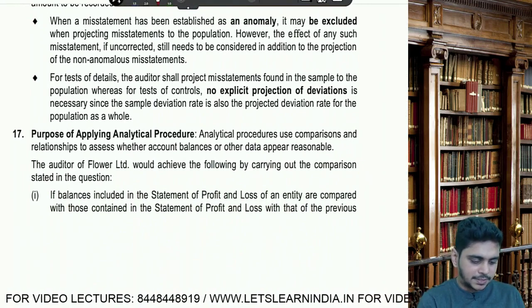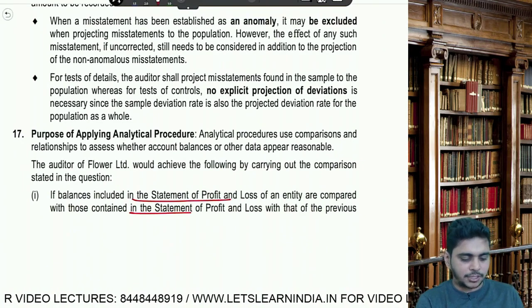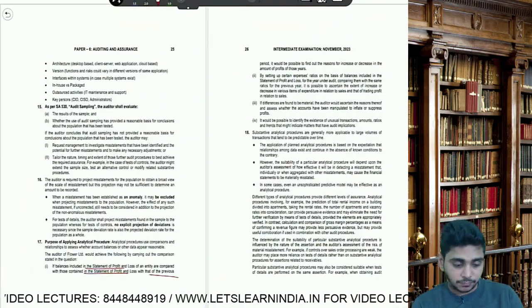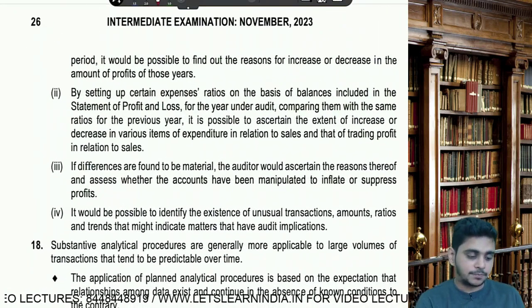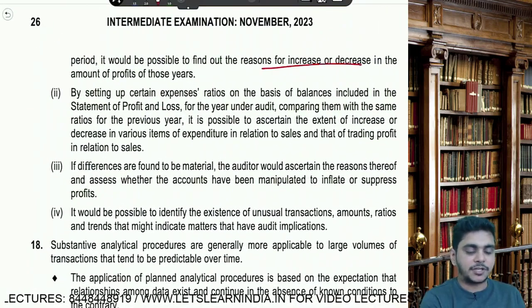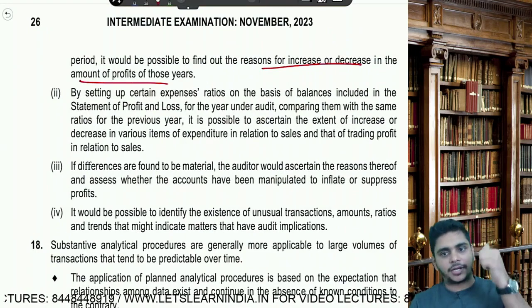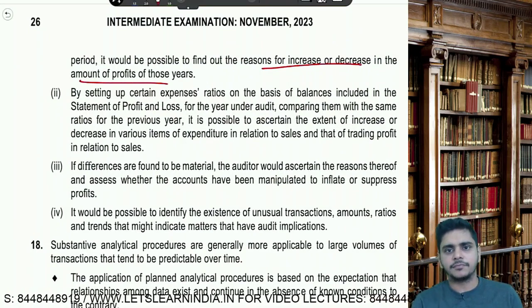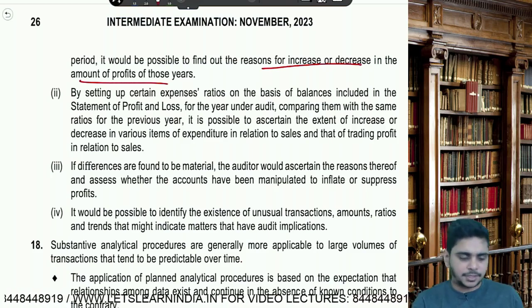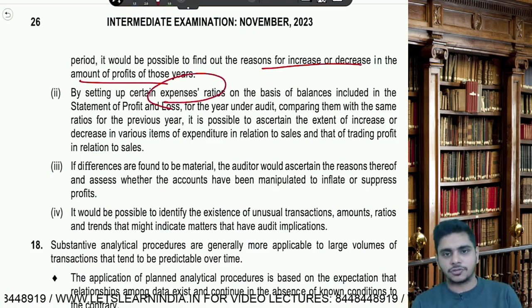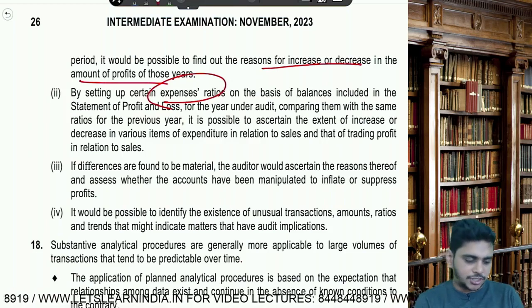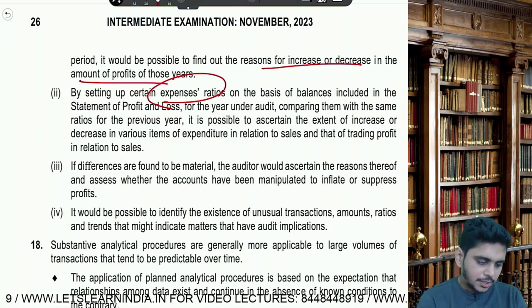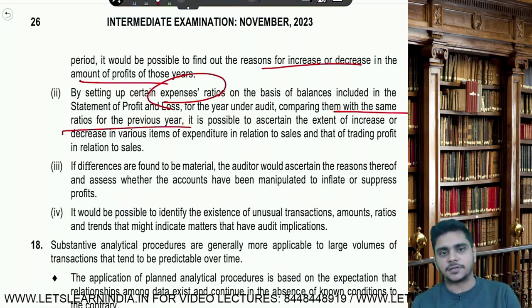So if the balance in the P&L of an entity is compared with that of the previous year, it will be possible to find out the reason for the increase or decrease in the amount of profit of those years. So you write the definition and then you say if the P&L is compared, you can find the increase or decrease in the profit. Now, by setting up certain expense ratios, what can you check? You can compare them with the ratios of the previous year.